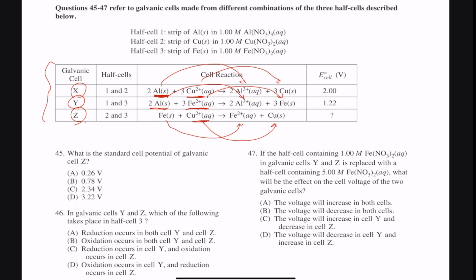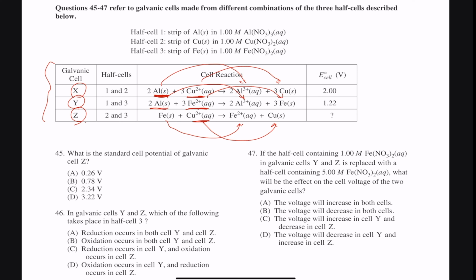So basically that galvanic cell Z is a combination of both X and Y, except X you keep as is, with aluminum being oxidized and copper being reduced, and you flip the Y and turn it into a version where the iron is not being reduced, it's actually being oxidized. Okay, so 45, what is the standard cell potential of galvanic cell Z?